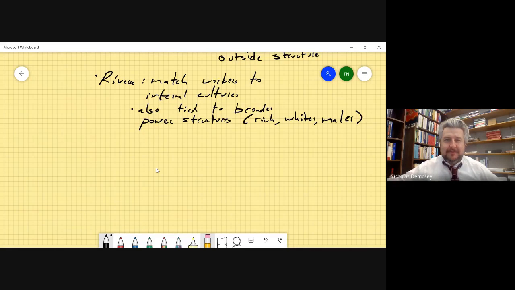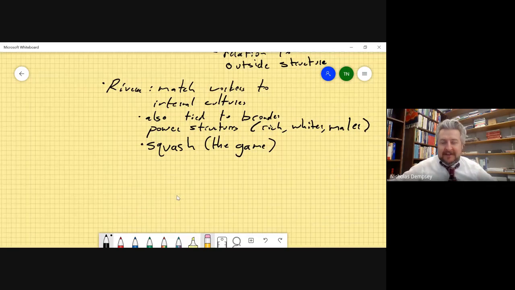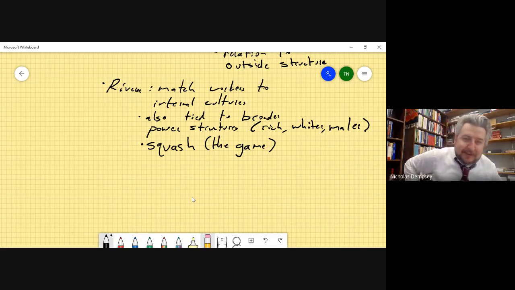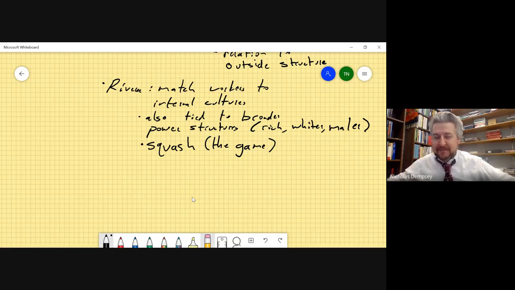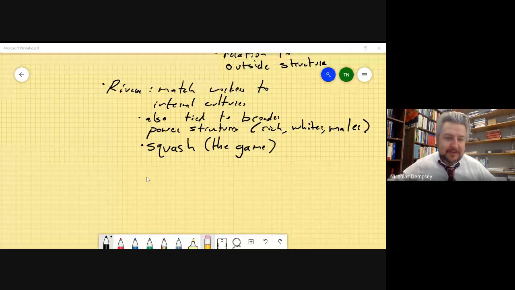So this goes back to, if you'll recall, my favorite example in that article, which is squash, the game, not the food, right? And squash being one of those games that, well, it seemed to me when I used to go to a school that had squash courts, that the only people who played squash are rich white men. I don't know if that's totally fair across the board, but it sure seems that way.